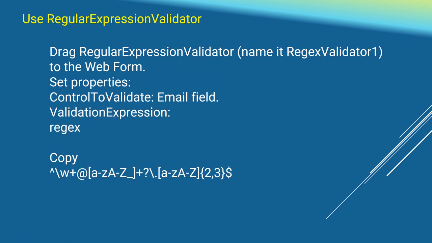Now, let us validate email addresses using the regular expression validator. Drag the regular expression validator onto the form and name it regex validator 1. Set the control to validate property to your email input field. For the validation expression, use the pattern. This ensures that input matches a standard email format.